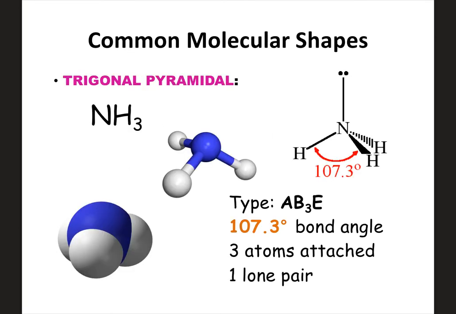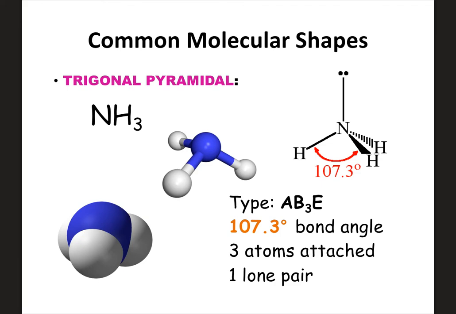Next one here is trigonal pyramidal. Very similar to trigonal planar, but notice it's different. This shape would have 3 things attached to the center, but 1 lone pair on the center atom. That's what makes this different from trigonal planar. This one is not going to be flat. This is kind of going to have that alien spaceship shape to it.